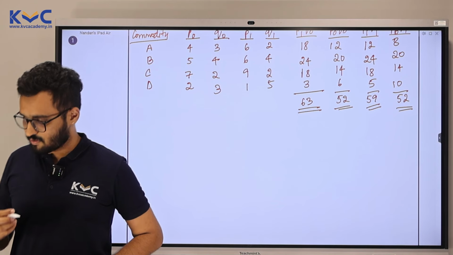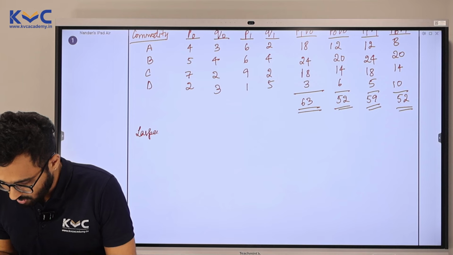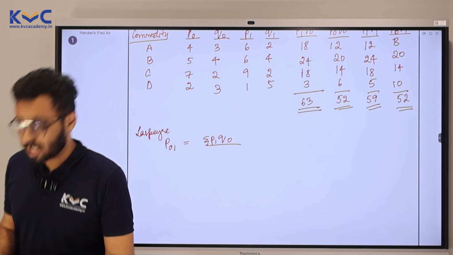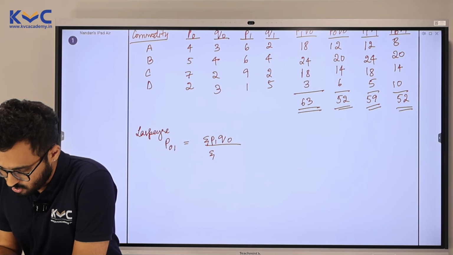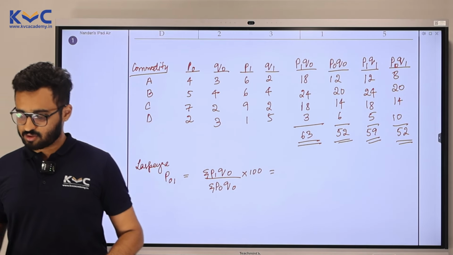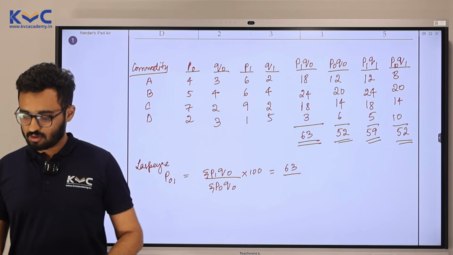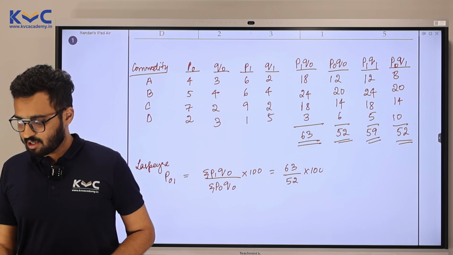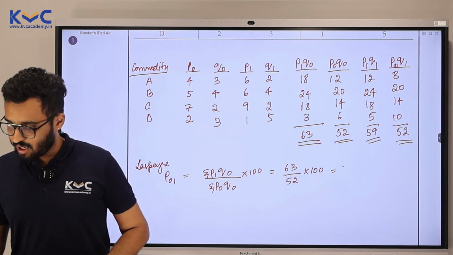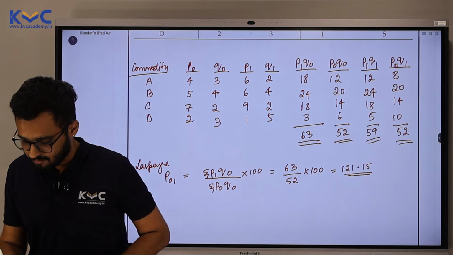Shall we calculate each of the price index one by one? Are you ready? Wonderful. So Laspeyre's price index number is summation P1 Q0 divided by summation P0 Q0 into 100. Base year quantities is what Laspeyre told us to use. So 63 divided by 52 into 100, which is 121.15. Correct? So that is Laspeyre's.